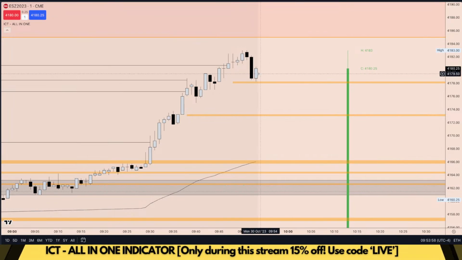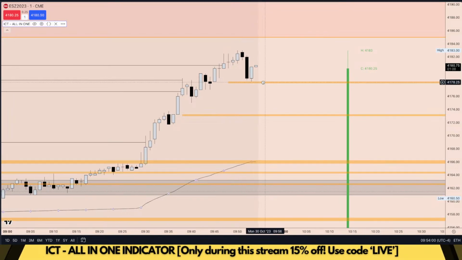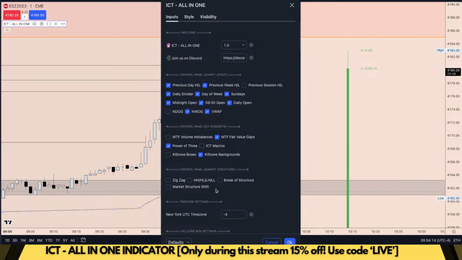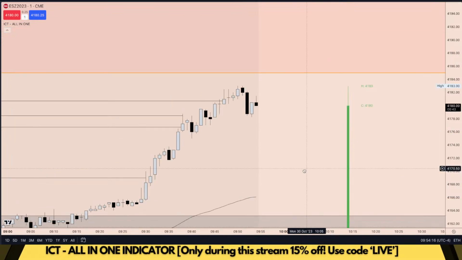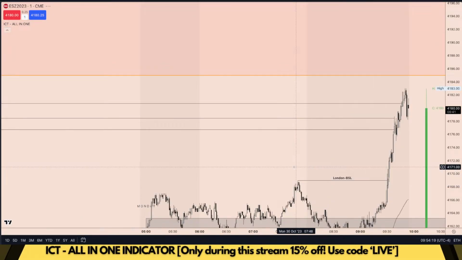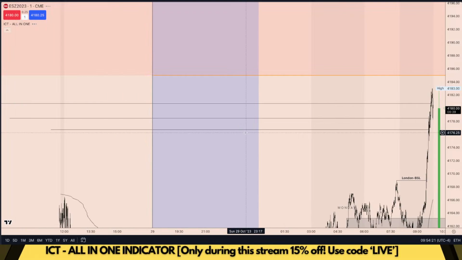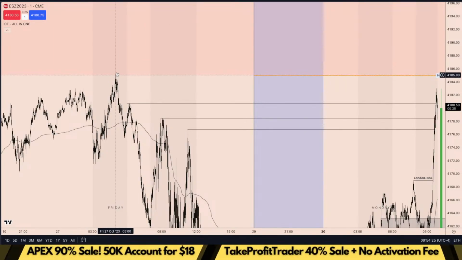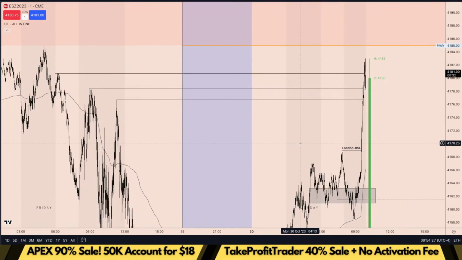All right, what's the time? It is 9:53. Let me hide the multi-time frame volume imbalances. I'm gonna leave the fair value gap on. Power of 3, kill some backgrounds. It's gonna do for now. New week opening gap. That's enough for now. So we took the highest buy side liquidity that was available before we reached the previous day's high right here. And above here we have that daily bearish fair value gap.